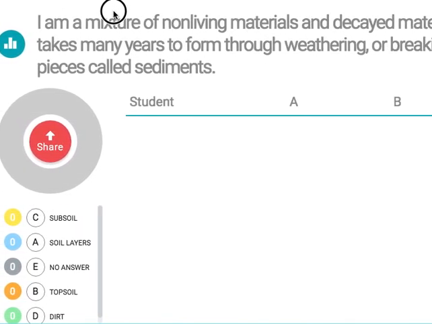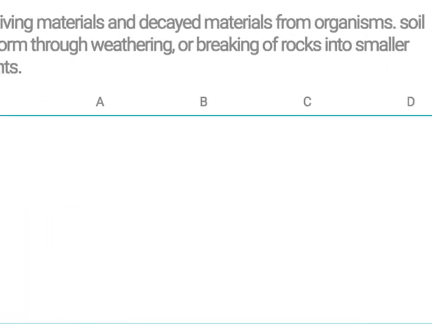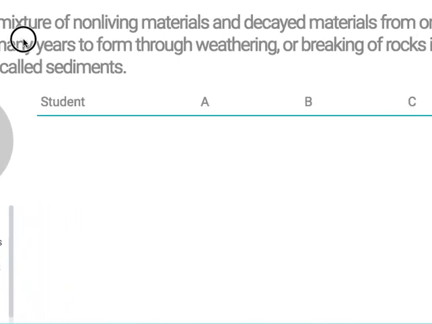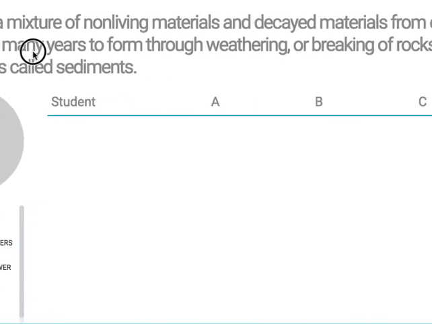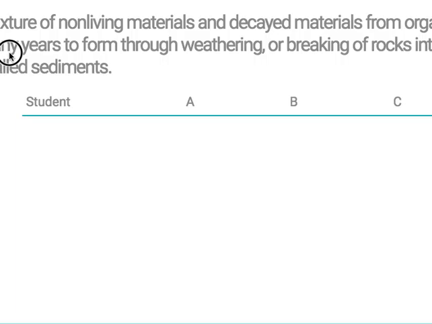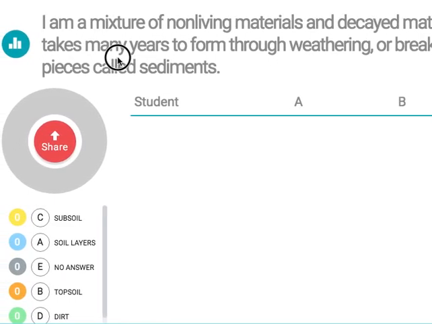I am a mixture of non-living materials and decayed materials from organisms. Soil takes many years to form through weathering or breaking of rocks into smaller pieces called sediments. Who am I? Your options are A, subsoil, B, soil layers, C, topsoil, or D, dirt.